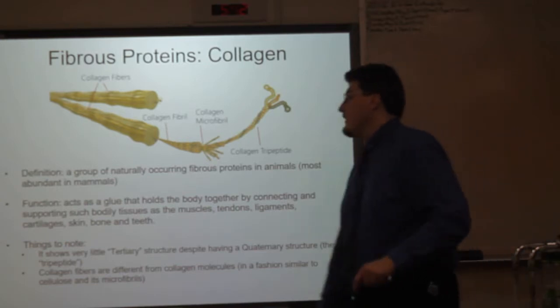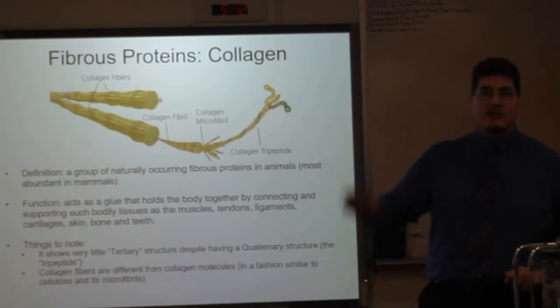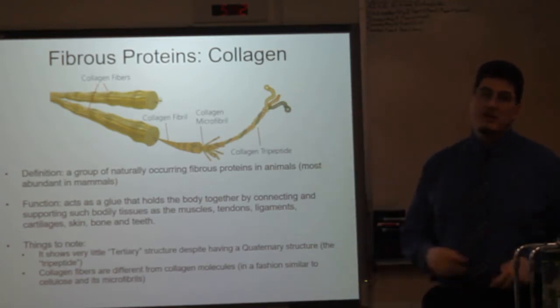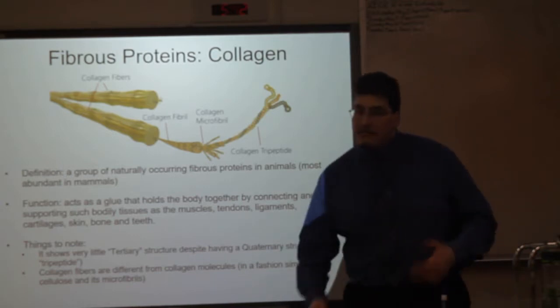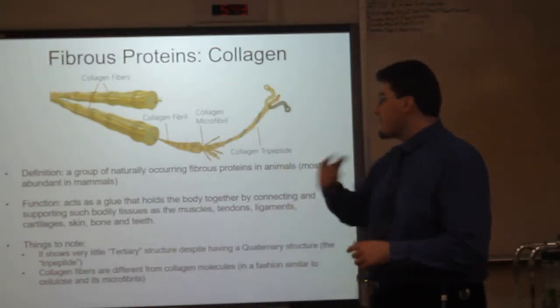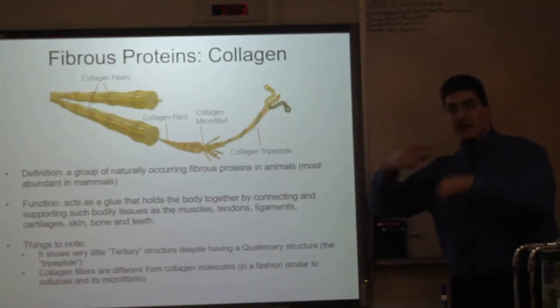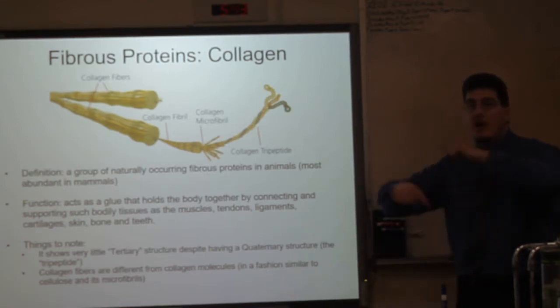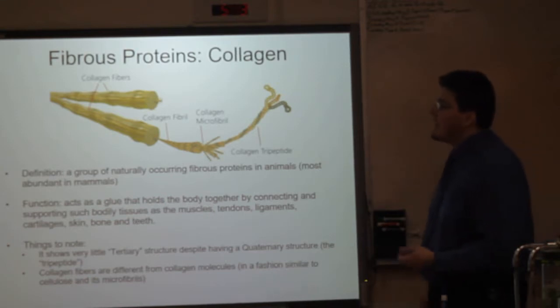All right. Things to note. There is very little in the way of tertiary structure, 3D conformation of a single polypeptide chain, here. Because effectively what you're going to get is just a strand. And it'll have a quaternary structure where you'll have 3 individual polypeptide chains wrapped together, twisted together into a cord.